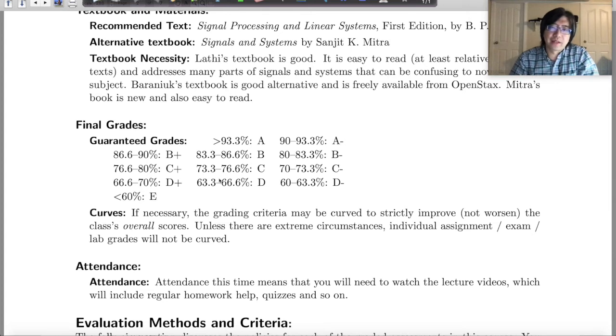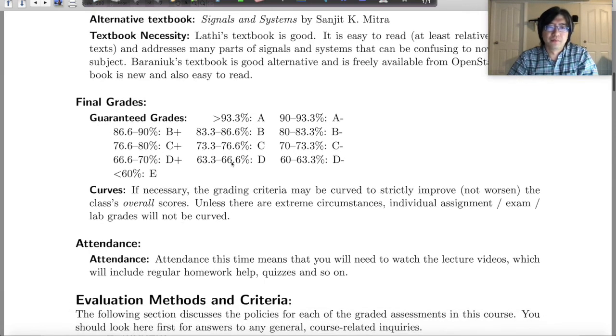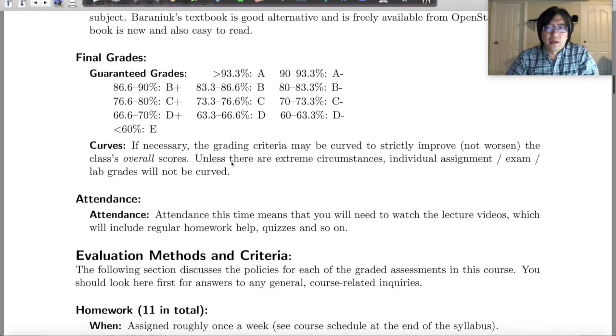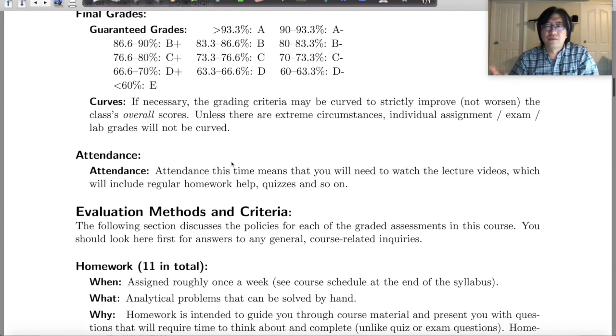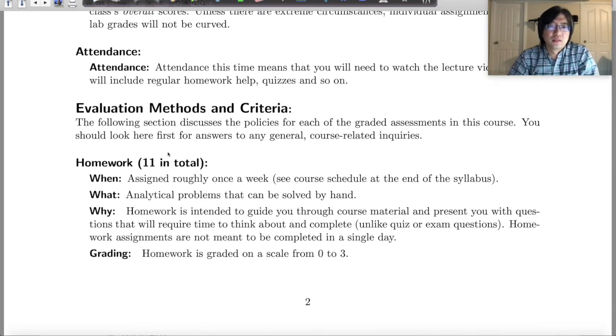It is possible that I curve a little bit, but I will not curve on a very large scale. Maybe a little, depending on the results of the class, but normally I don't curve much. And of course, if a curve happens, it will only improve your grade instead of worsening it. Now let's discuss each component of this class separately.